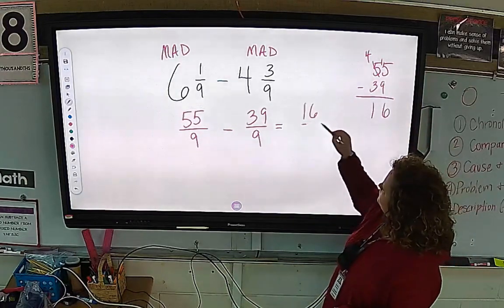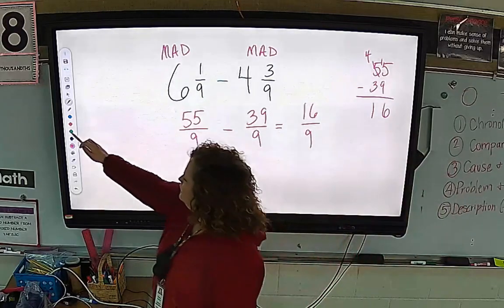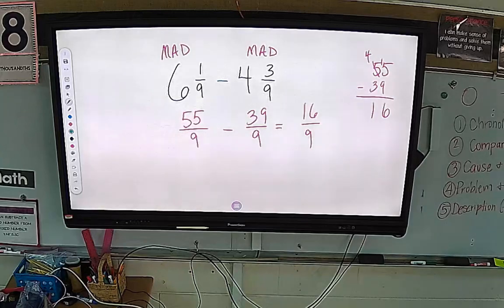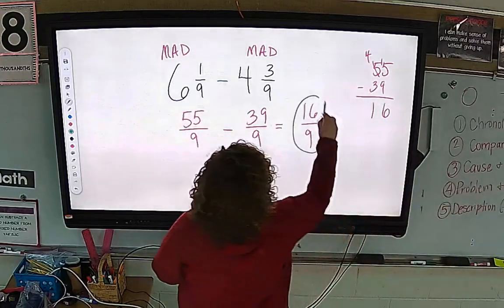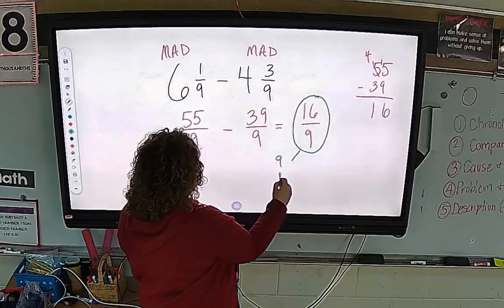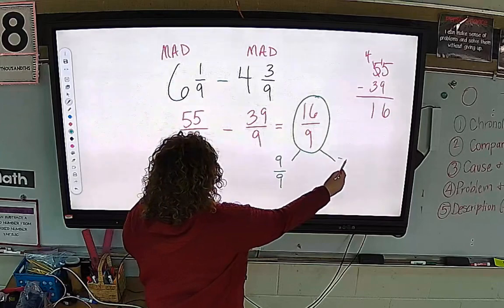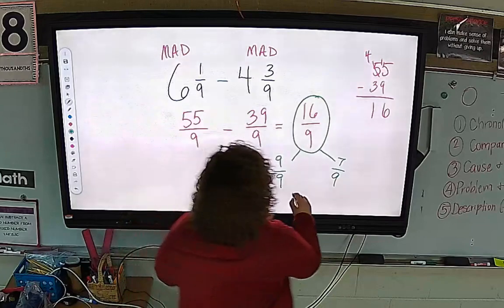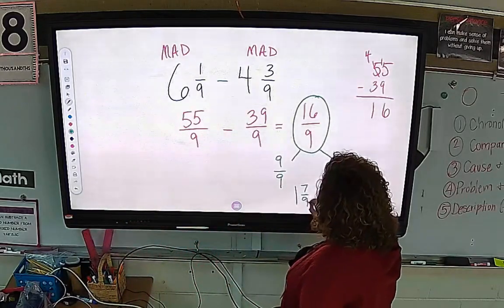16 ninths. And do we leave it like that? Nope. And y'all are getting really good at remembering that. We don't leave it as an improper fraction. It's illegal, unless the directions ask you for an improper fraction. Most of the time you're going to change it back to a mixed number. 2 sets of 9 ninths would be 18, so you know it's only going to be 1 set. And then how many's left? Did you say 1 and 7 ninths? 1 and 7 ninths is your final answer.